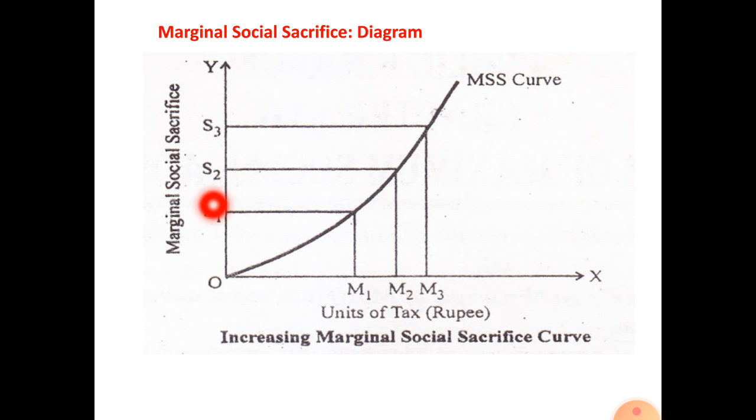This is seen in S1, S2, S3 on the y-axis. When we combine all of these points, we get this curve, a marginal social sacrifice curve. It comes from the origin and goes upward from left to right. It is a positive relationship between the units of taxes and marginal social sacrifice. It shows the increasing of the marginal social sacrifice.